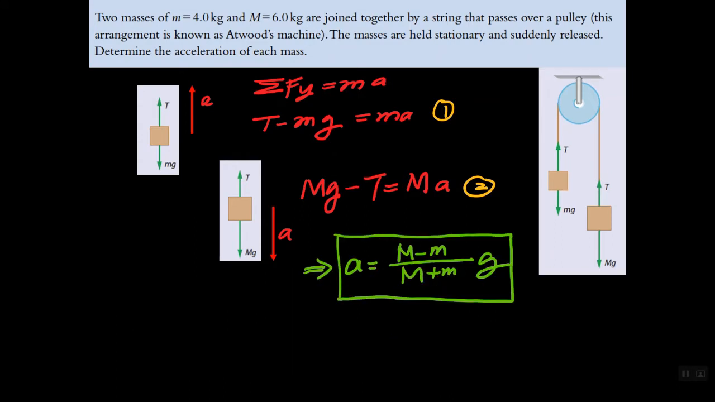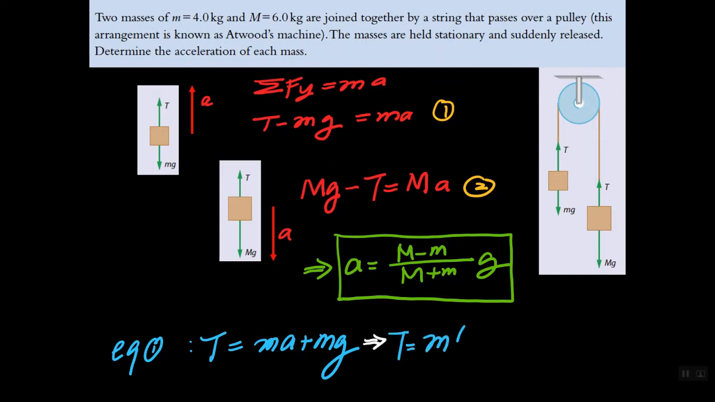In the previous slide we found the acceleration. Now let us find the tension. So equation 1, T minus mg equals ma. That is T equals ma plus mg. Let's substitute the acceleration into equation 1. That is T equals m times (M minus m) over (M plus m) times g, plus mg.